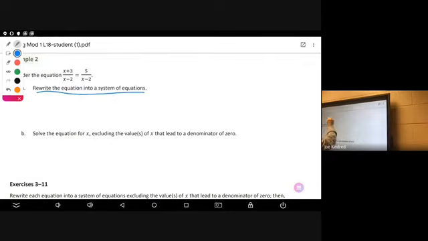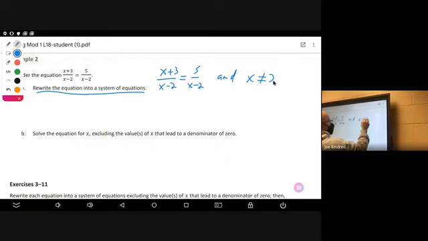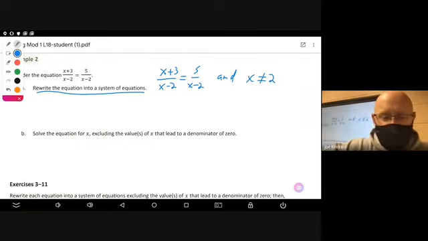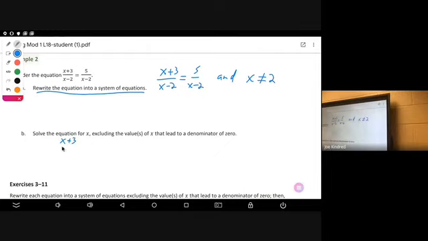Rewrite the equation into a system of equations. So I'm going to rewrite it: x plus 3 over x minus 2 equal to 5. Just rewrite this. And x not equal to 2. That's it on that one. E, solve the equation for x, excluding the values of x that lead to a denominator of 0. Well, let's see what happens with this one. So I'm going to take this expression and solve.